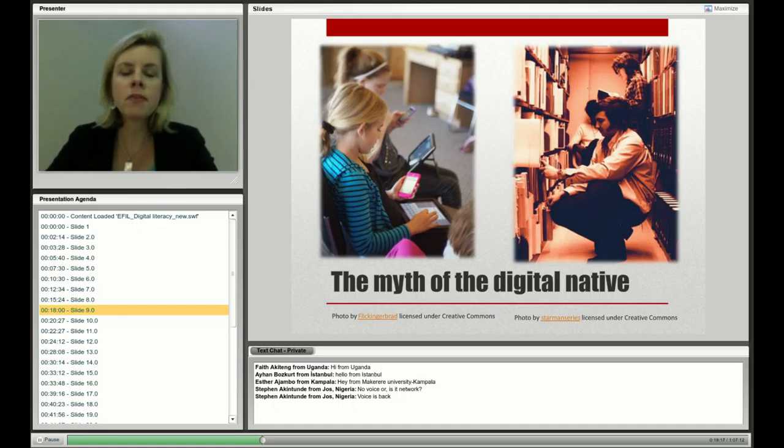Now, I think there is quite a big difference between being familiar and comfortable with the technology, perhaps knowing how to use it in a social setting, and really being digitally literate and understanding how to use the technology in all aspects of your life, and considering the wider implications.